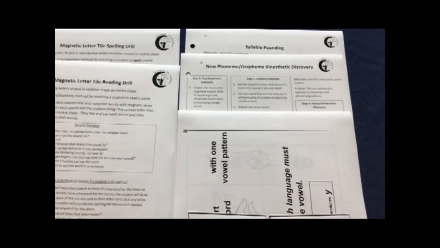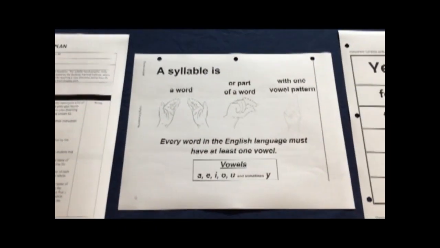We've got the syllable pounding, which we will have on the table but not use, the new phoneme and grapheme kinesthetic discovery instructions, and the sheets that we're going to use in this lesson. Let's look at those sheets. We'll have a closer look at those. You'll have your lesson plan on hand, and then that pile of papers that was on the far right side of the table, here's what's in there.